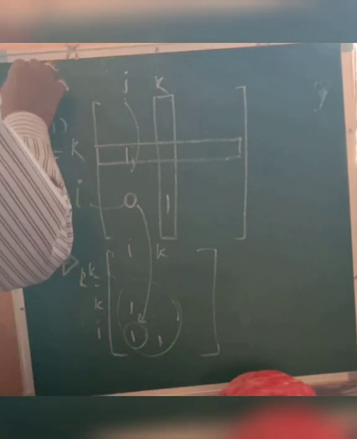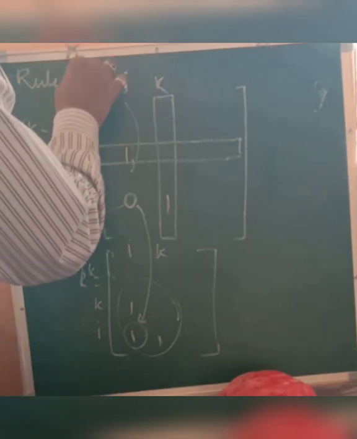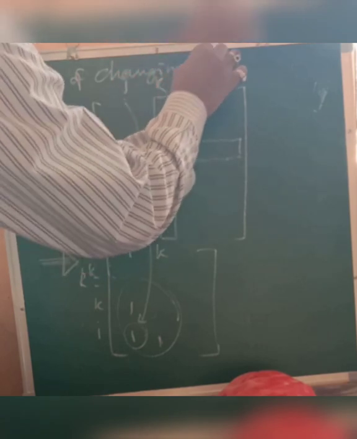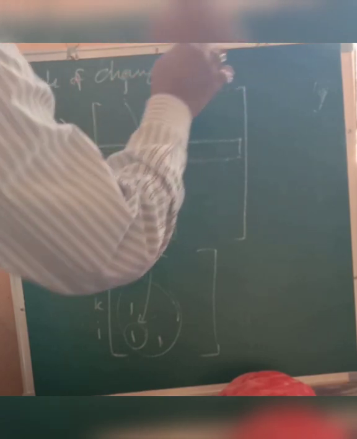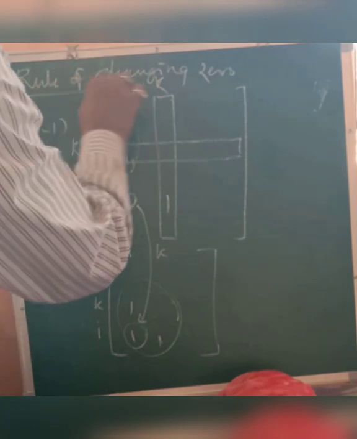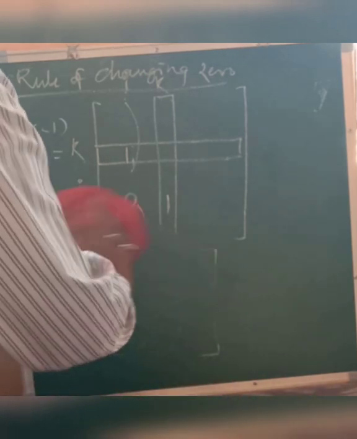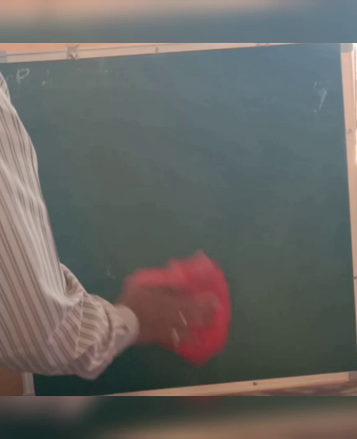This is called the rule of changing zeros in Warshall's algorithm. So you can see the rule of change of Warshall's algorithm. This is the Warshall algorithm, second part.